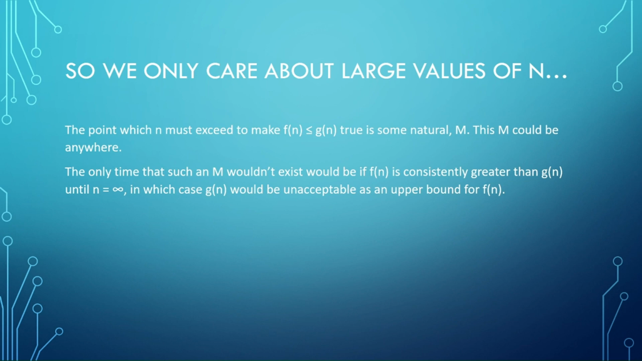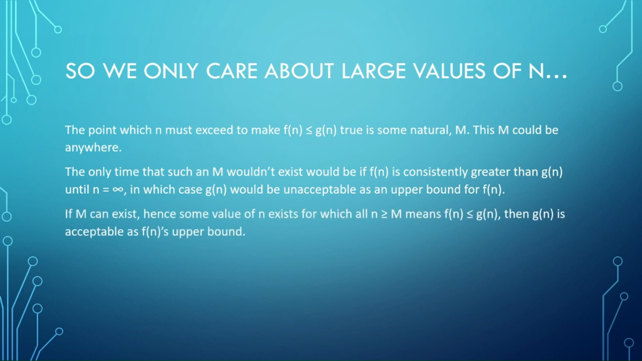So g of n is supposed to be the upper bound. If f of n is greater than its own upper bound, then of course that bound is not the upper bound. And if that continues until n equals infinity, then g of n wouldn't be an acceptable upper bound, which means that such an m would not exist. So if m can exist, hence some value of n exists for which all n greater than m means f of n is less than or equal to g of n, then g of n would be acceptable as the upper bound.